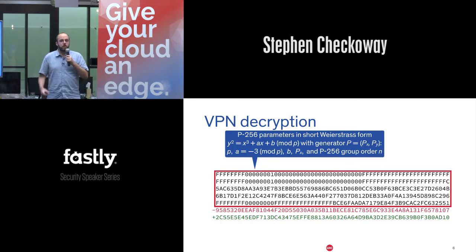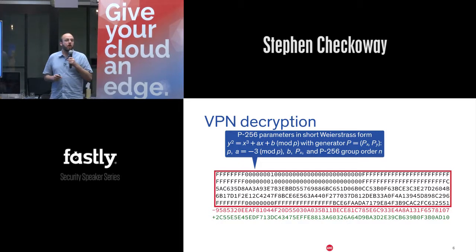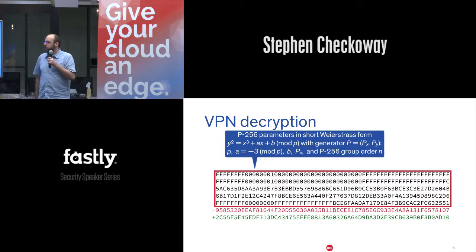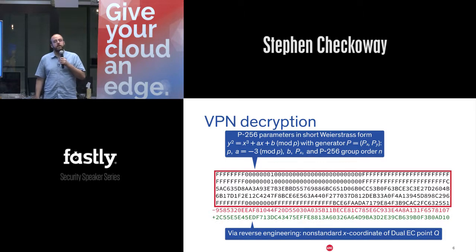So I actually had to go and do a little bit of digging, and I was not the only one. So basically, once this announcement was made, a whole bunch of people around the world all started reverse engineering this firmware, trying to figure out what this is. And it quickly became apparent it was a x-coordinate of a non-standard elliptic curve point. And the code that was using this turned out to be implementing the dual elliptic curve random number generator.